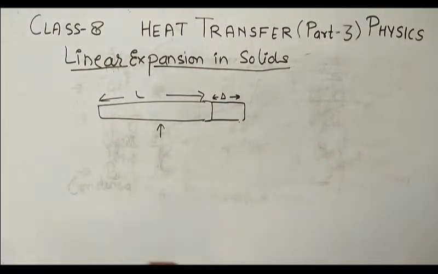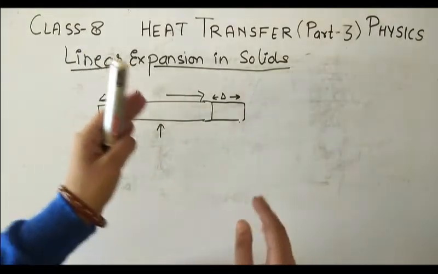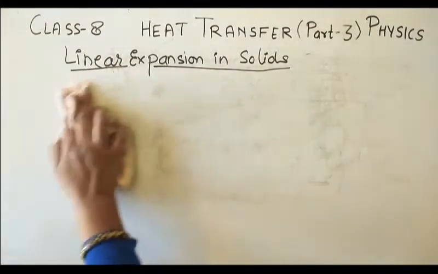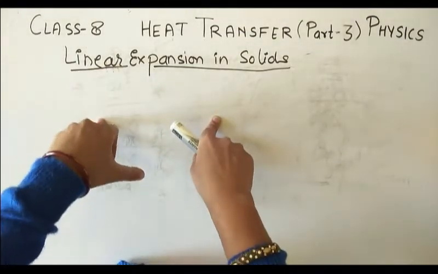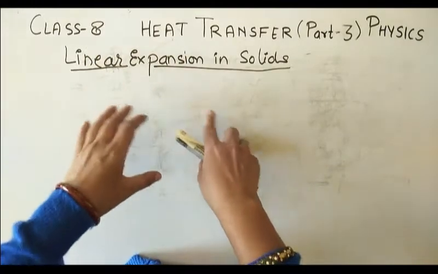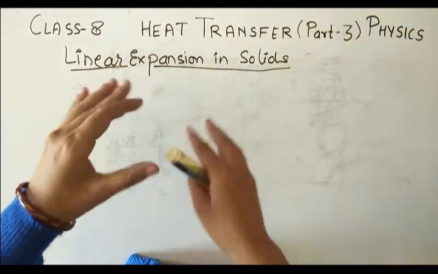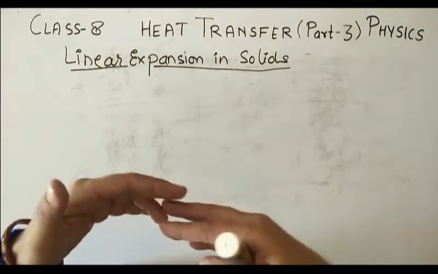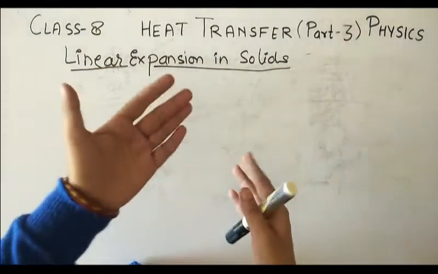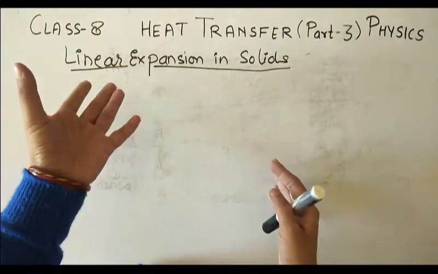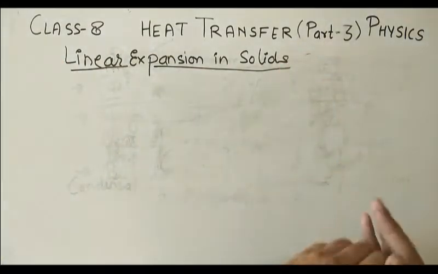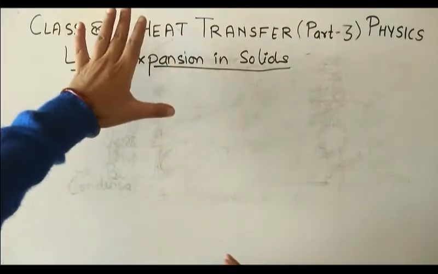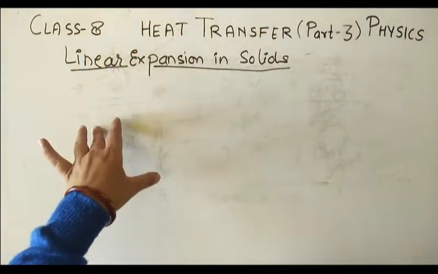So when the metal rod is heated, its length increases. The increase in length depends on which things? It depends on the original length of the rod. It also depends on the material of the rod, whichever material it is, whether it expands easily or takes time to expand. And another thing is the rise in temperature, whatever temperature you raise. So these are the factors on which the increase in length of the rod depends.